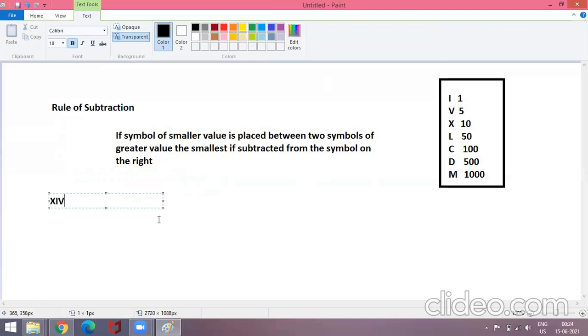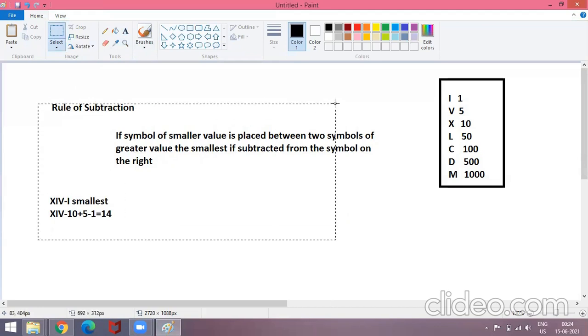XIV. We know the smallest among the three is I. I is the smallest, which means it is placed in between two symbols of greater value. So we will validate this now. XIV is nothing but the value of I is subtracted from the value of the rightmost symbol. Which means 10 will come as it is plus 5, and 1 is subtracted from 5, which will be 14. So XIV is a representation for the number 14.